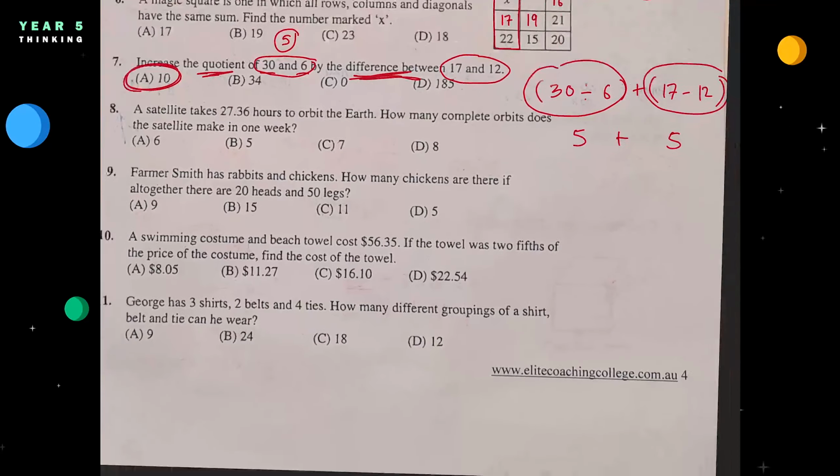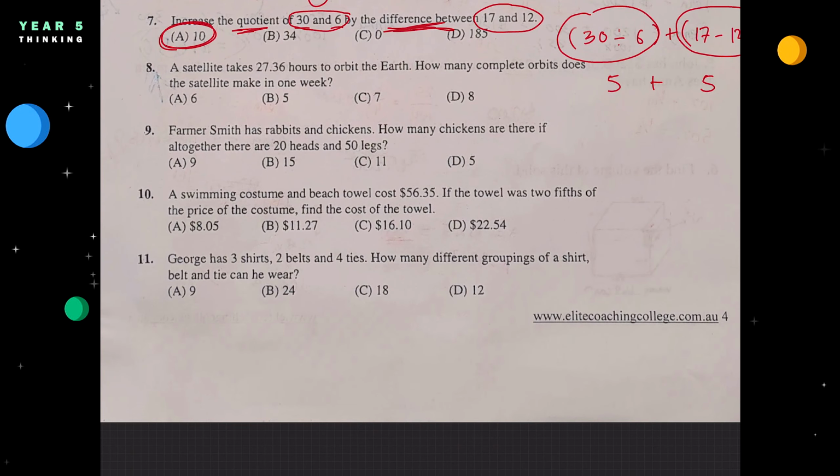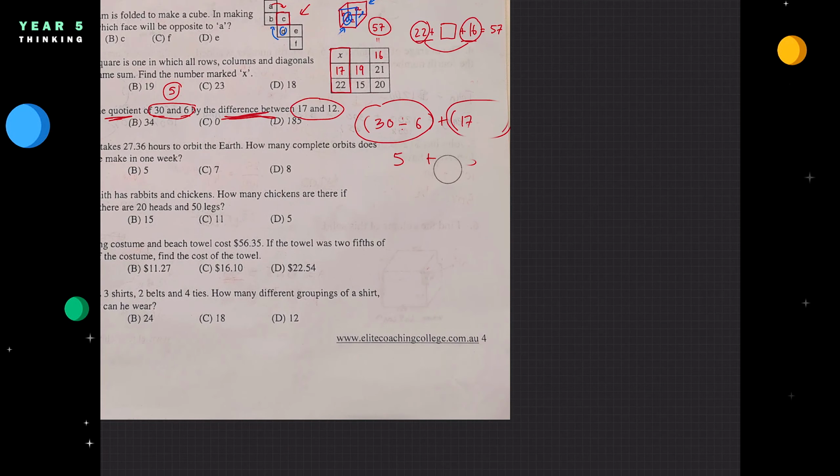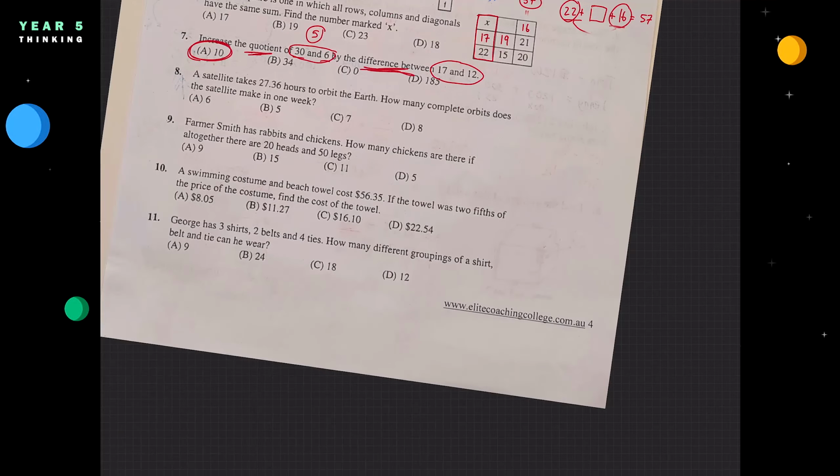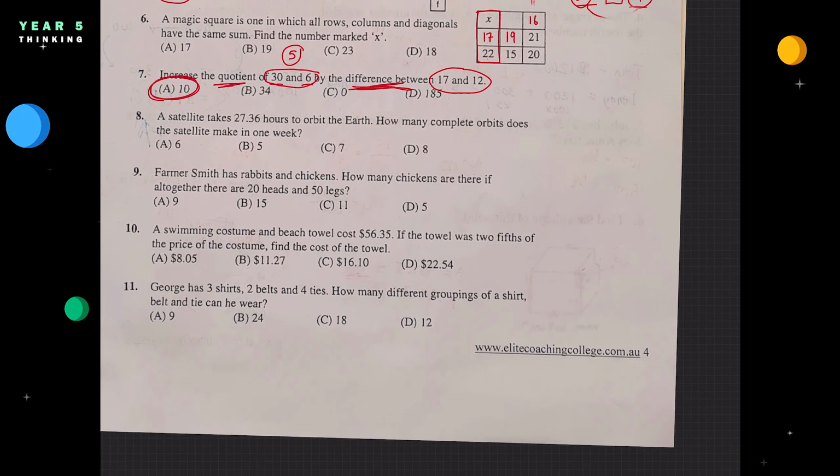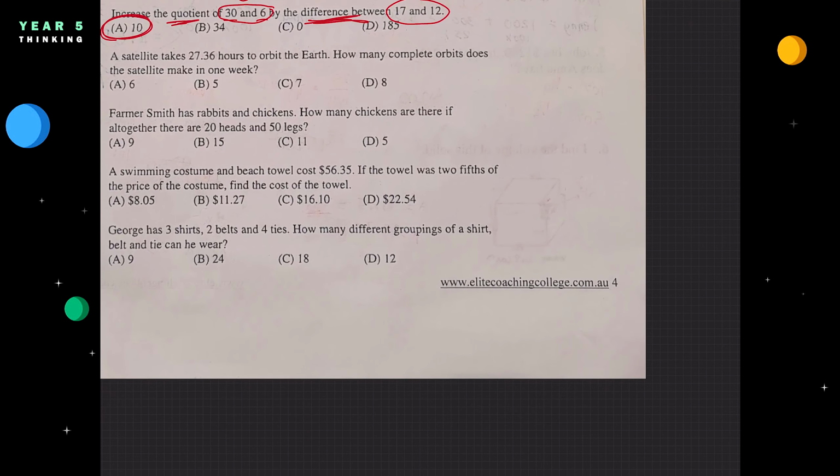There you go. Next one, question number 8. A satellite takes 27.36 hours to orbit the Earth. How many complete orbits does a satellite make in a week? Ooh, difficult question. This one requires you to know how to do division very well. Let me see if I have enough space.